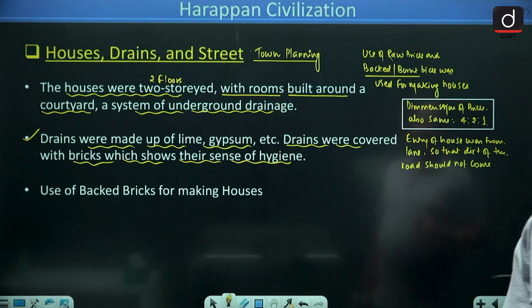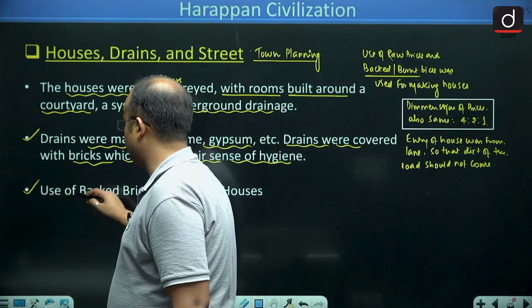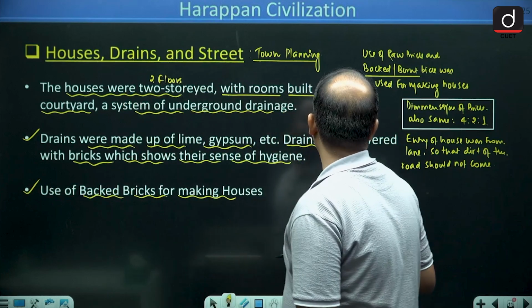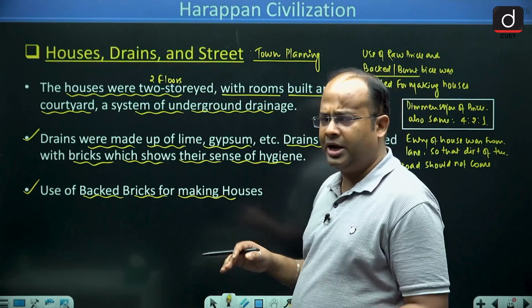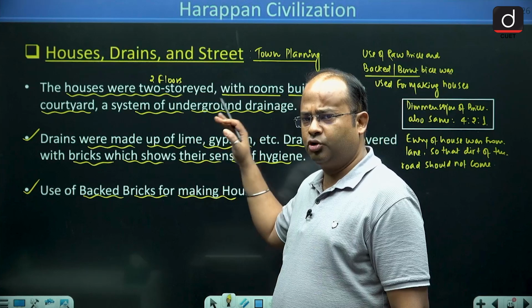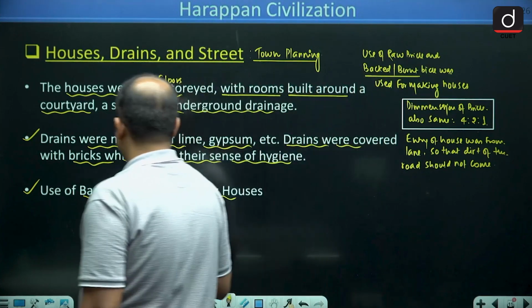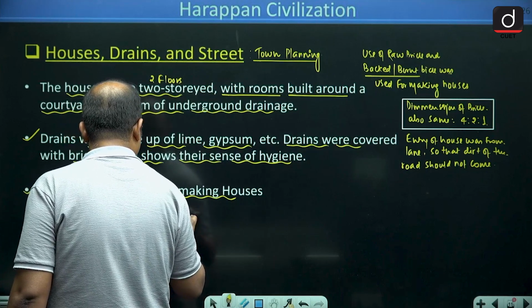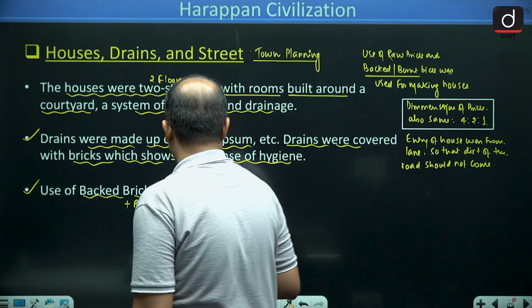And as I have told you, they used baked bricks to make the homes. Baked bricks were used for making the houses, and raw bricks were also used for some furnishing purposes. So baked bricks plus raw bricks were used for making the houses.